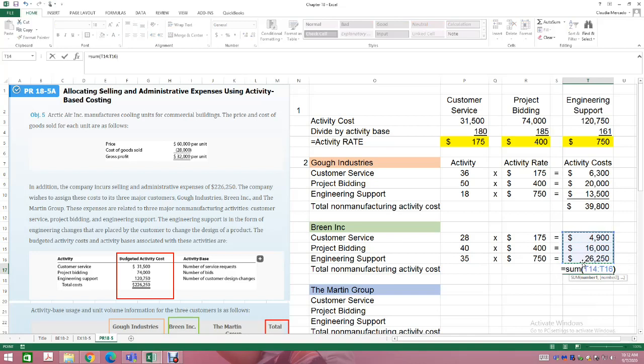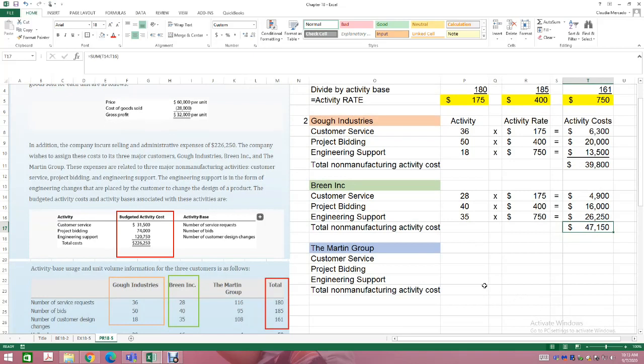What we're trying to do here is allocate those costs that we're incurring for selling and admin expenses, and they've made the decision they're going to pass those costs down to the 3 largest customers, which are Go, Bryn, and Martin. So this is how we're going to allocate those $226,250 to the 3 different customers based on their activity base. For Bryn Incorporated, we have total non-manufacturing activity costs to charge of $47,150.